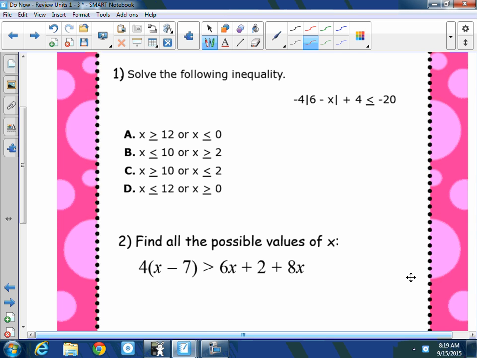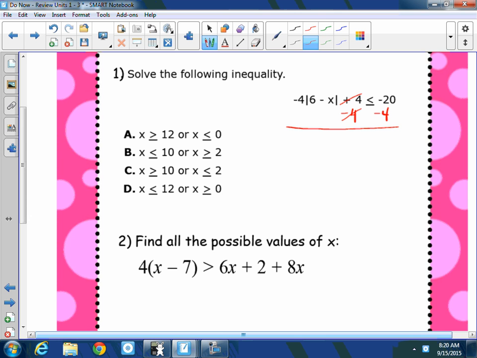For the first one, not everything is inside the absolute value, which is like parentheses, right? So we're going to have to do some stuff before we can start making our two inequalities. What would you do first? Take away, not divide. We are going to take away 4 on both sides of the inequality. Very good. So this would be minus 4.